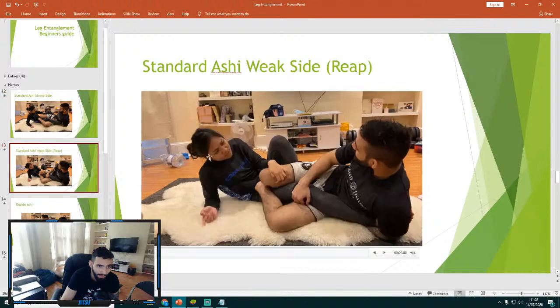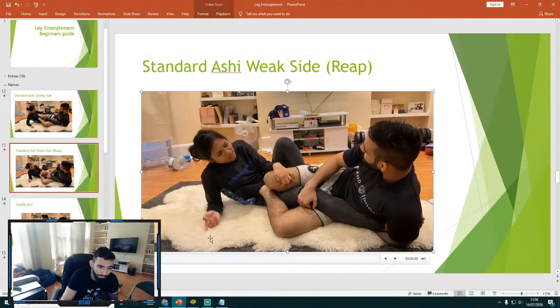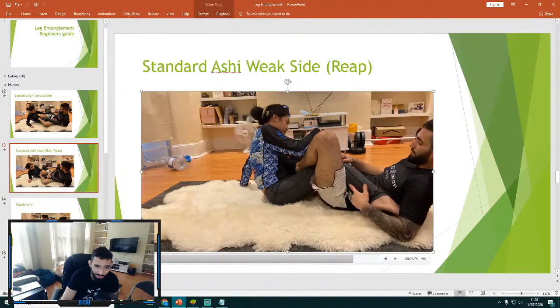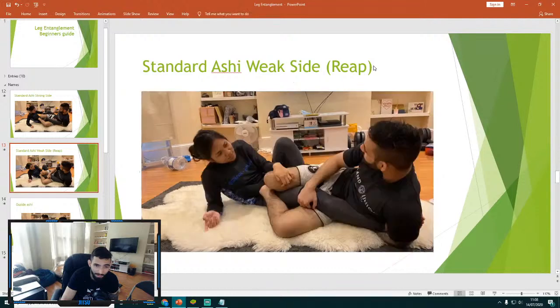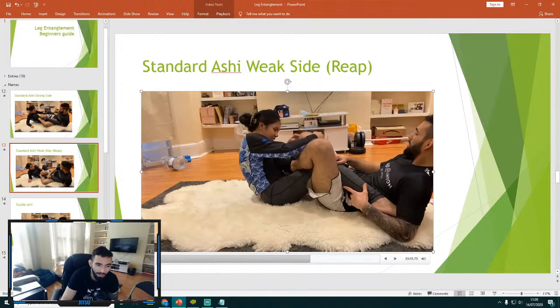Now we've got the weak side, same position. The easiest way to know if you're on the weak side is the side that you usually reap, so that makes it a little bit easier to remember for beginners. This is again the same exact position, but I'm going to change it into a reap by pulling the knee across, and now we're into the weak side of the standard ashi. In gi comps you're not allowed to do this, but in no gi submission only and heel hook systems, it's completely fine. So just remember that as well for the beginners.